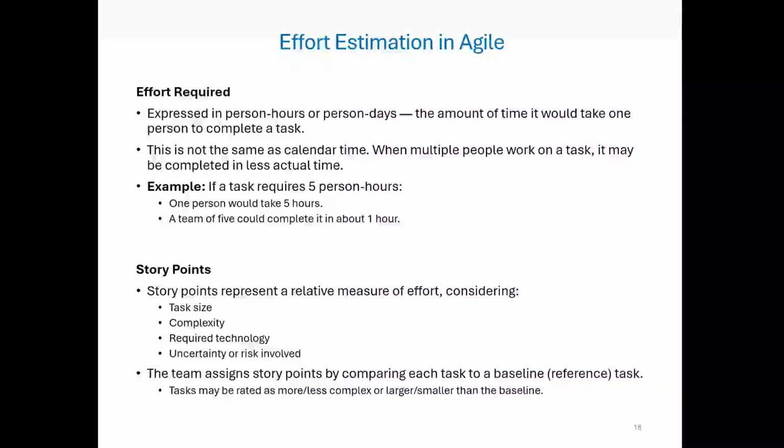One that's half as complex could be 1 point, for example. So story points help teams estimate work even when exact time is unknown. They encourage thinking in terms of difficulty and risk, not just clock time. So why use both? Person hours are useful for capacity planning and workload balancing. Story points support velocity tracking and long-term planning in Agile. So most Agile teams use story points during sprint planning and reserve person hours for tracking actual time spent.